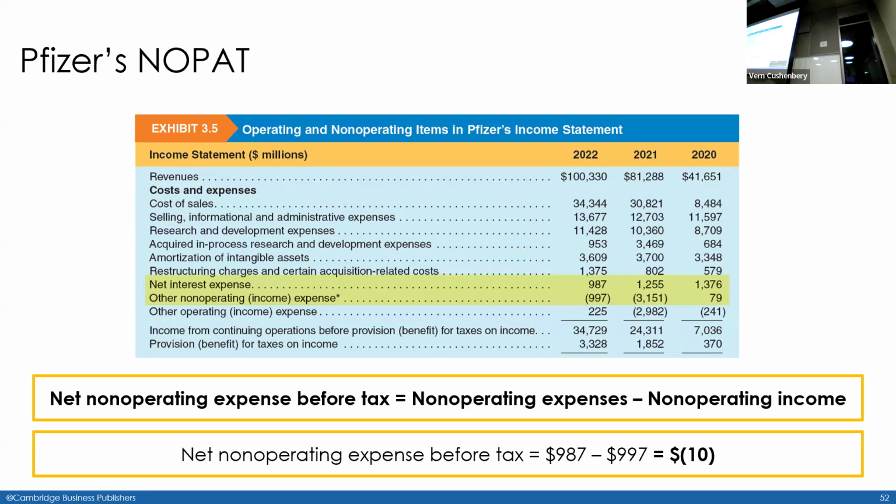So when we're trying to assess that materiality concept again, if you're looking at the income statement, you see interest expense at 987, other non-operating expense at 997. Those two roughly offset. You can just look at those numbers and say, that's close enough, and forget about it. You don't need to calculate the tax shield in that instance, because $10 million for a company with a $34 billion profit is not material.